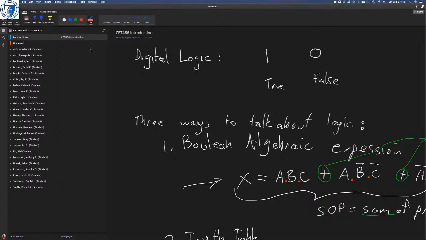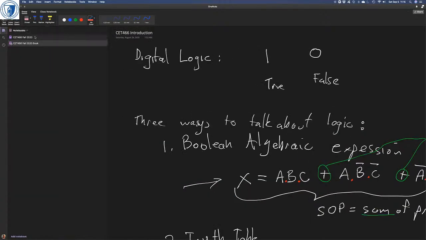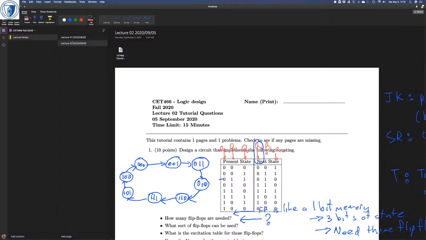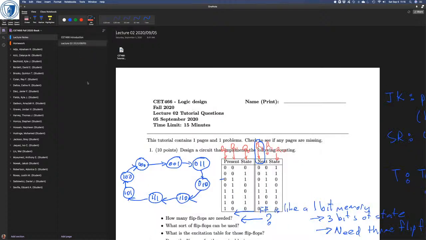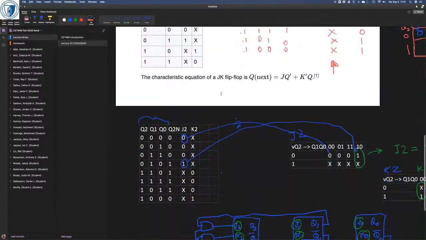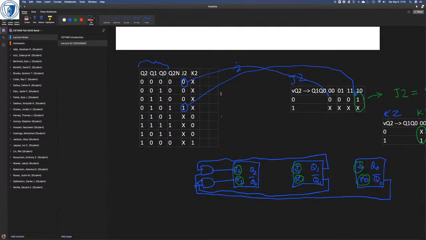So this is the book I should have been using. For some reason I opened up the wrong notebook. Let me see if I can quickly copy that page across to here. There we go. Okay, so now I've got it.